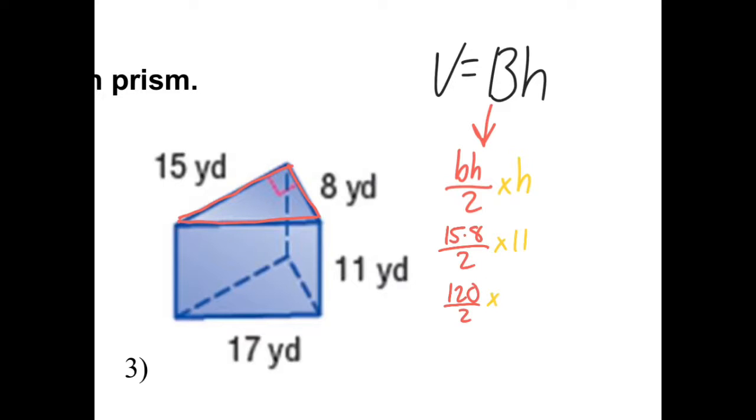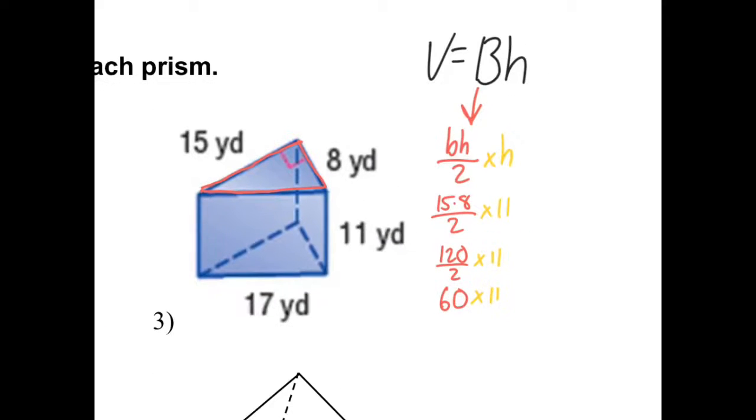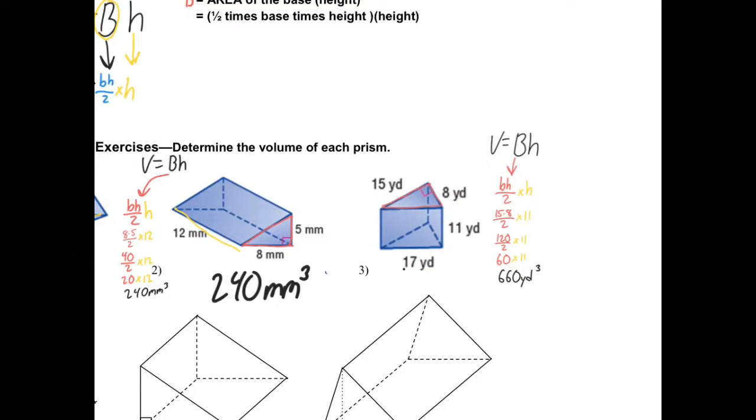Again, we'll still have to multiply that by the height. 120 divided by 2 is going to be 60. Again, we'll do that times 11. And 60 times 11 is going to be 660. That'll be yards cubed. So again, our total volume is 660 yards cubed.